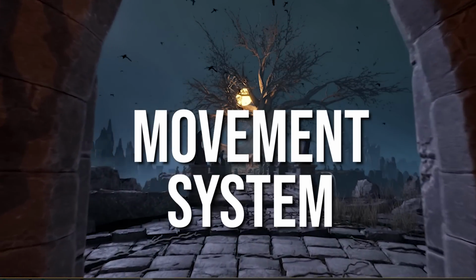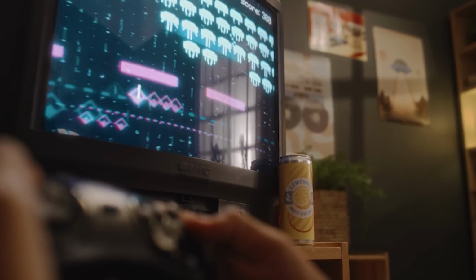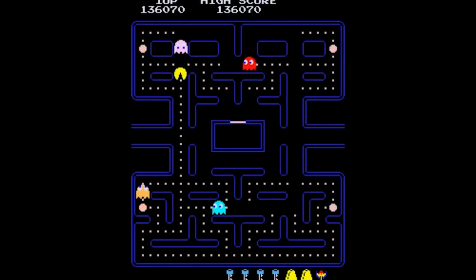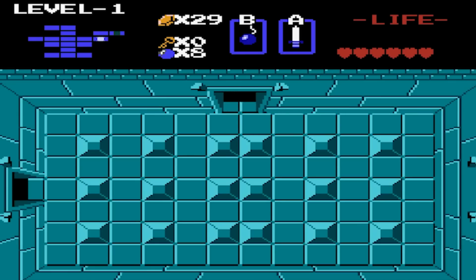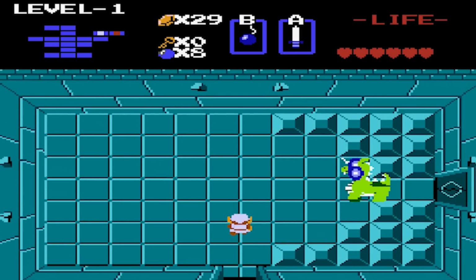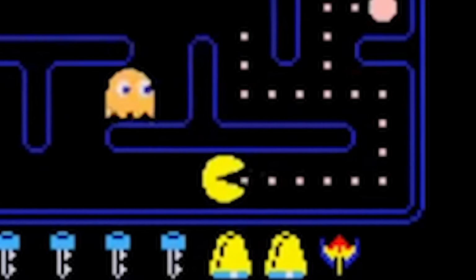Let's briefly talk about a system that is incredibly important for games of all types. I'm talking about movement and traversal. Those systems in games evolved over time. Back in the early days, movement in games was pretty simple. Characters in Pac-Man or The Legend of Zelda from 1986 moved along grids, snapping from one point to another, playing a simple animation in a loop.